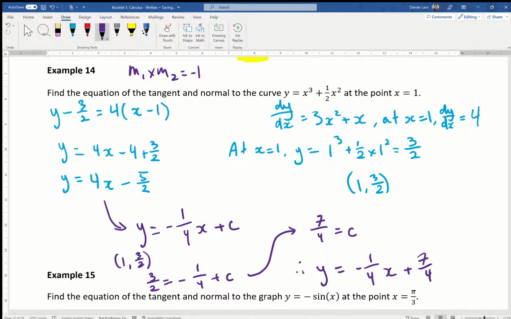Any questions about finding tangents and normals? There's a lot of revision this term. Okay, let's look at the next question.